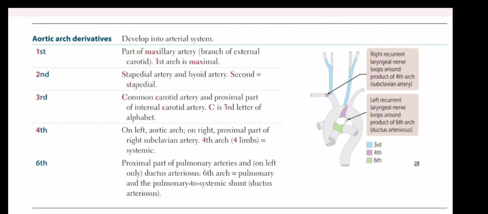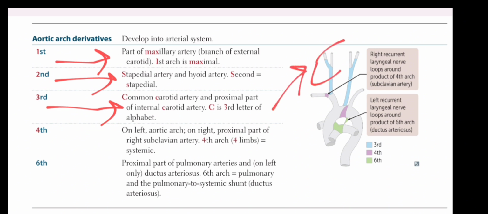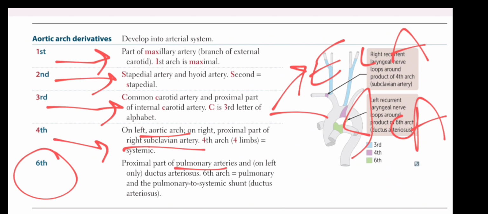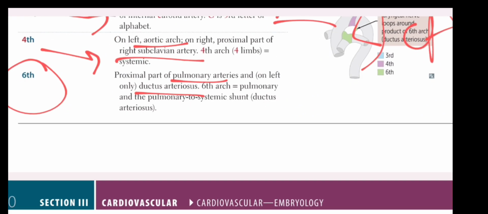The first aortic arch derivative is the maxillary artery, which supplies the face. Second one is the stapedial artery, which supplies the middle ear. The third one is the common carotid artery that eventually develops into the external carotid artery and internal carotid artery. The fourth one forms the aortic arch on the left side and the right subclavian artery on the right side. And the sixth one forms the pulmonary artery on the right side and ductus arteriosus on the left side.